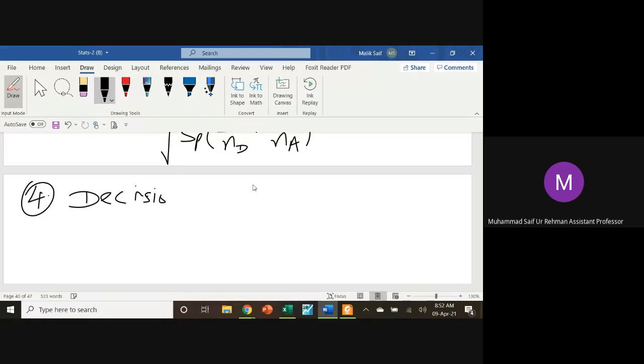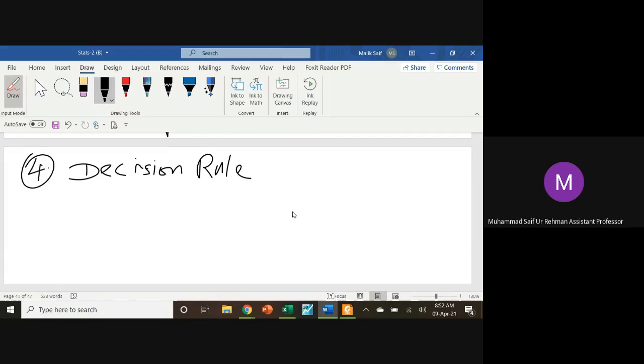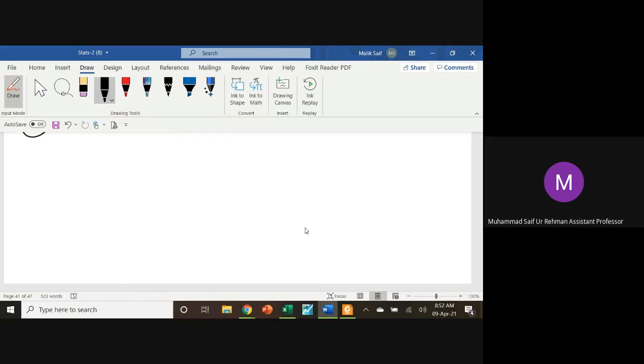Decision rule. What will be the decision rule? We are assuming that the distribution is normal. So therefore, you will draw the normal distribution over here.